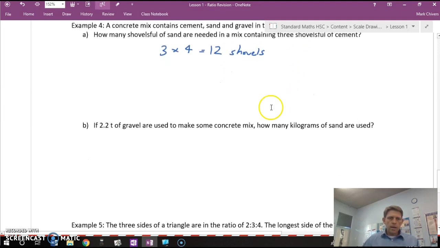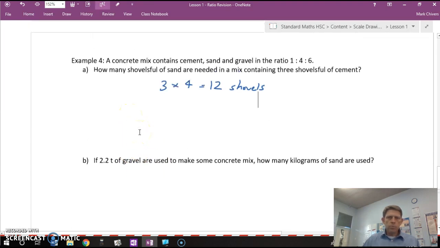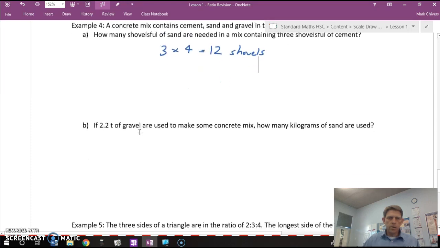Okay. If 2.2 tonne of gravel are used to make some concrete mix, how many kilograms of sand have used? So 2.2 tonne equals 6 shares in this case, because gravel is the largest. So if we take 2.2 tonnes, I'm going to actually change that to kilos, because when I start dividing it by 6, it is going to get rather big decimals going on. So 2,200 kilograms divided by 6 is going to tell us what 1 share is.